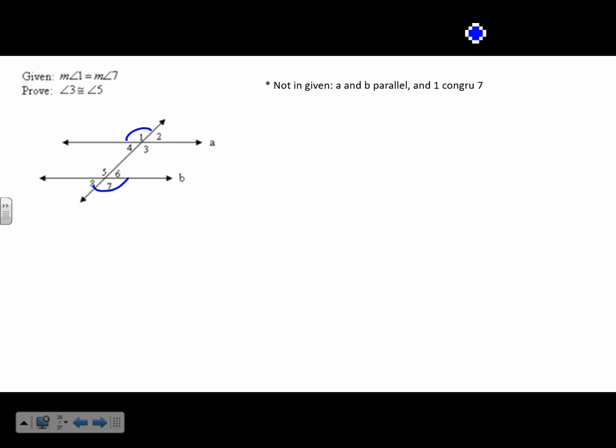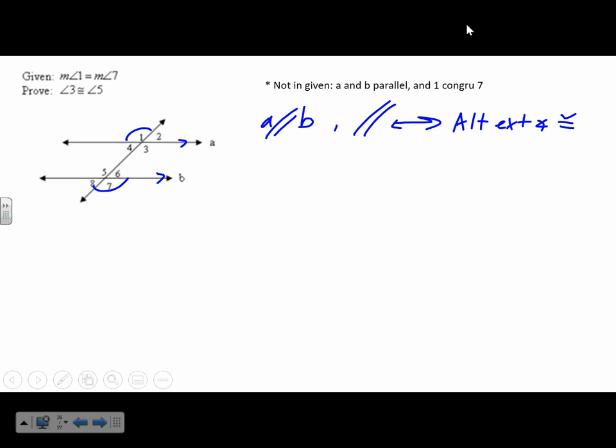And we want to prove 3 and 5. So notice they don't tell us that A and B are parallel. So I know A is parallel to B, and I know that because of what we've been doing today, the alternate exterior angles are congruent. So once we know that, this is actually a pretty quick one, because then we know that all the other angle pairs are also going to work out. So 3 and 5 are alternate interior. So angle 3 is congruent, whoops, to angle 5.